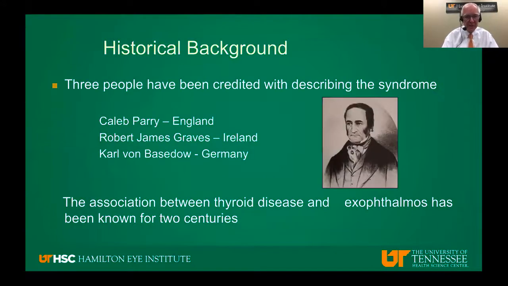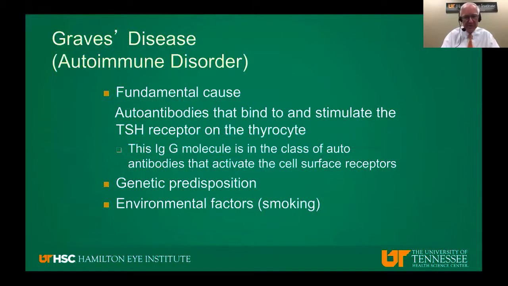Historical background: 3 people have really been credited with describing this syndrome, Dr. Perry, Dr. Graves, and Dr. Bastow. How it obtained the name Graves' disease is an interesting literature read, but it did, or Graves' orthopathy. And so we've known about this for 2 centuries. Even though we've known about it, the science has really just begun to move forward because of the autoimmune complex within this.